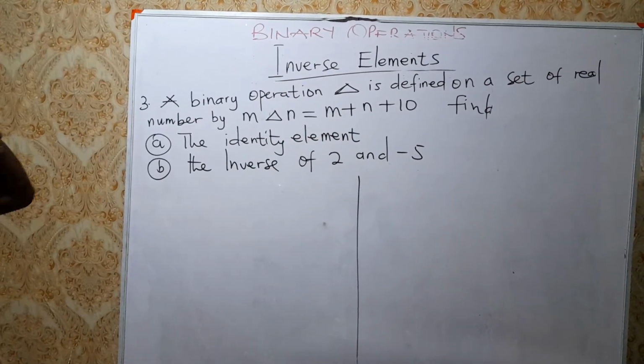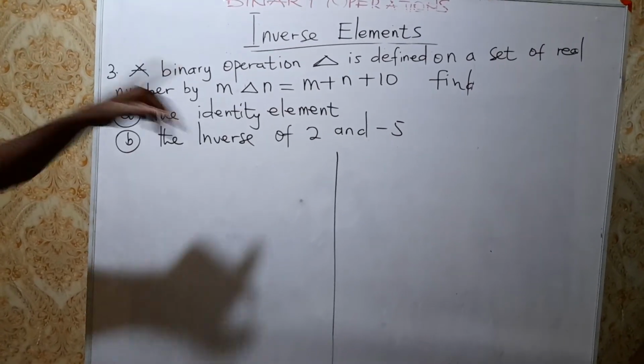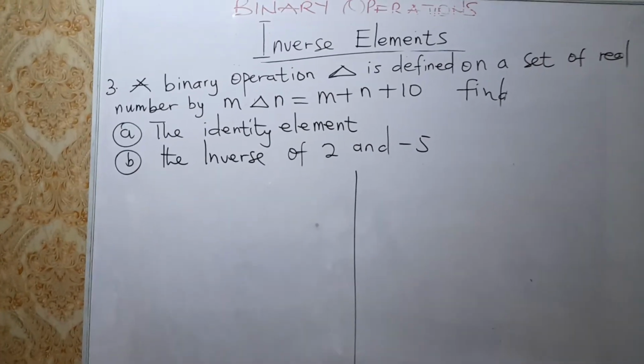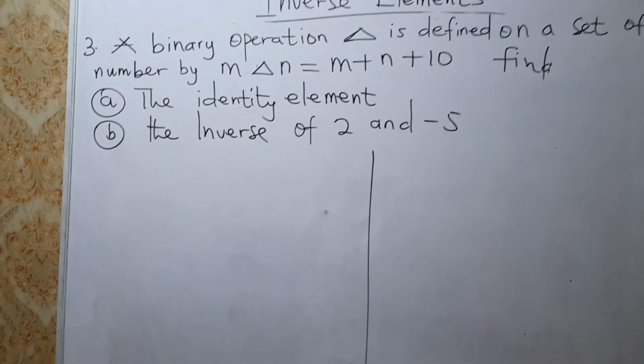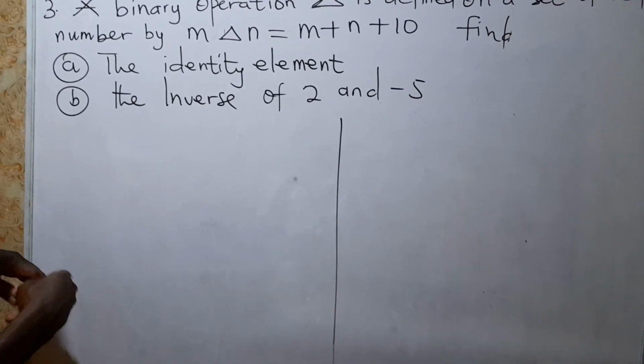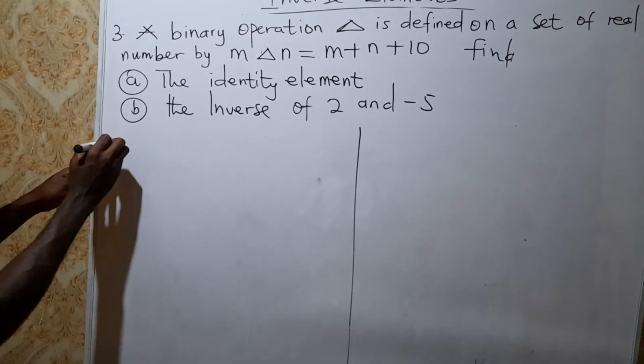So the last question is a binary operation delta is defined on a set of real numbers by m delta n equal to m plus n plus 10. We should find the identity element, then the inverse of 2 and -5. So how do we solve that?